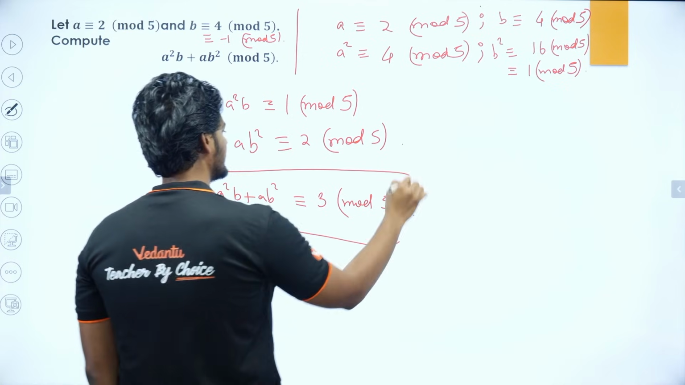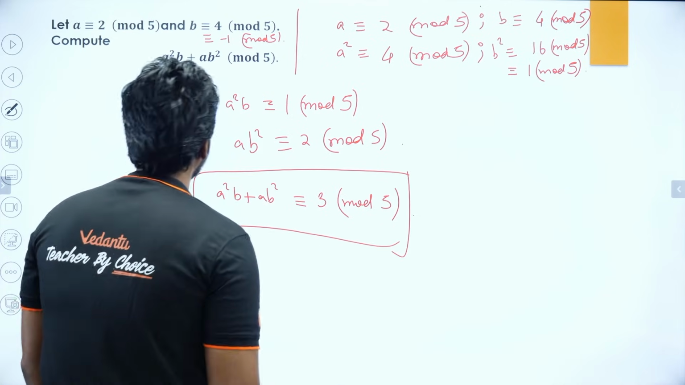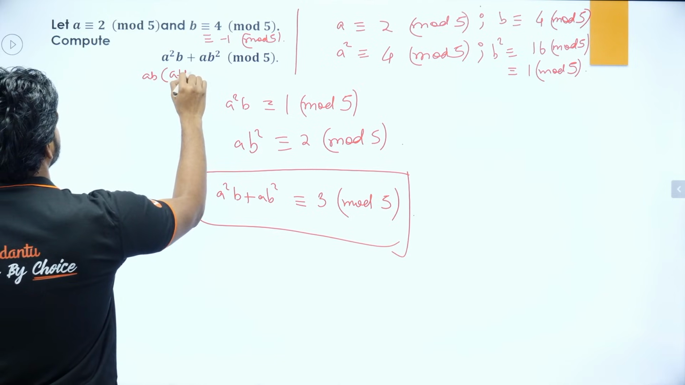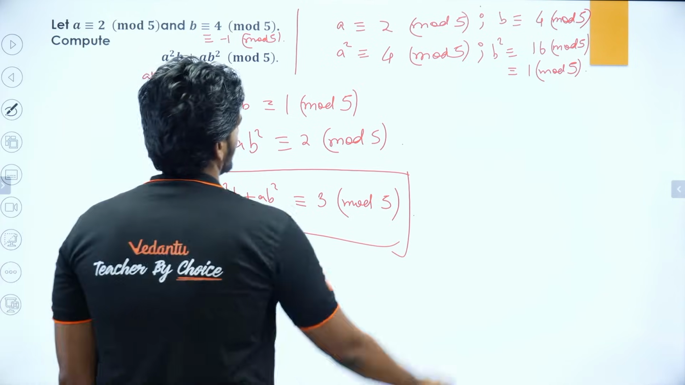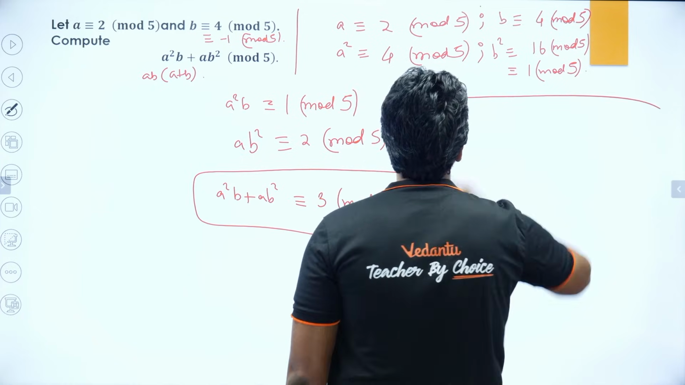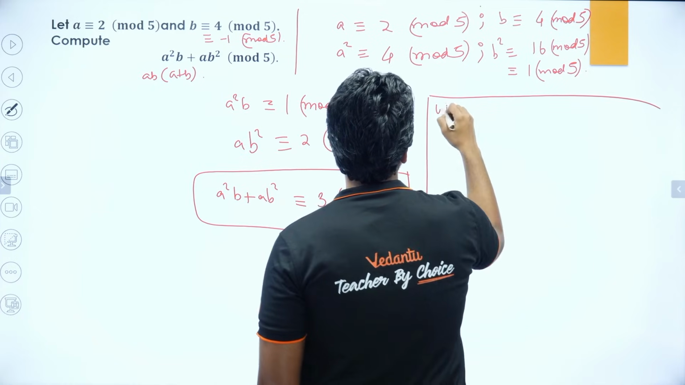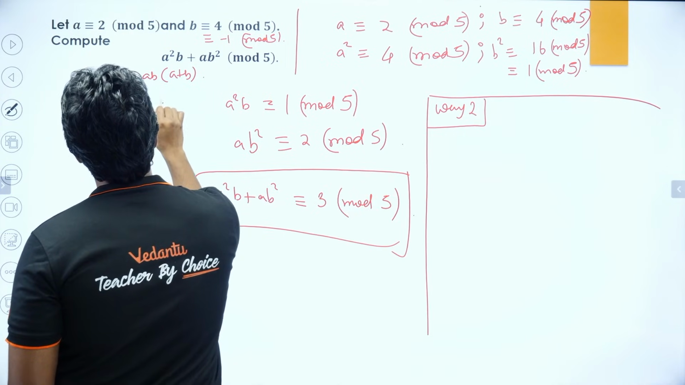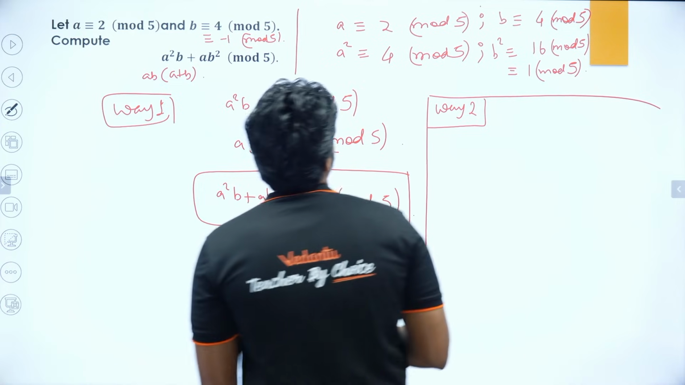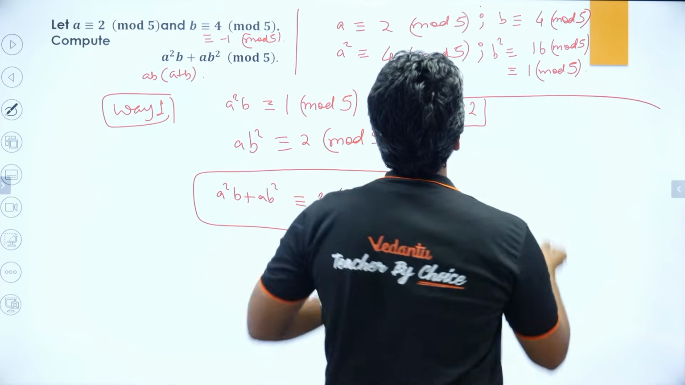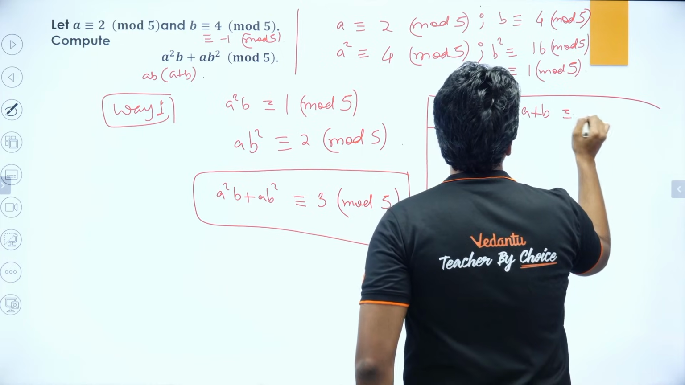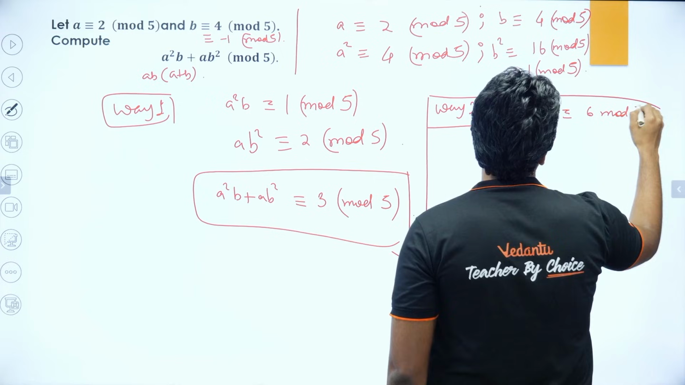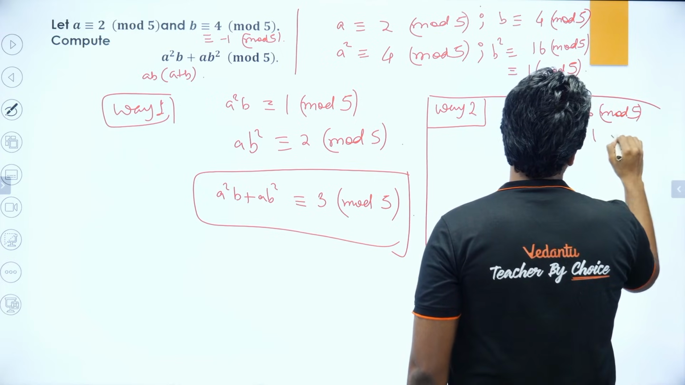We can solve this in another way. How do we solve this? You see that A square B plus AB square can be written as AB into A plus B, right? Now, method 2, way 2. This is way 1. We know A, we know B. What is A plus B? A plus B is congruent to 4 plus 2, 6 mod 5, which is actually 1 mod 5.